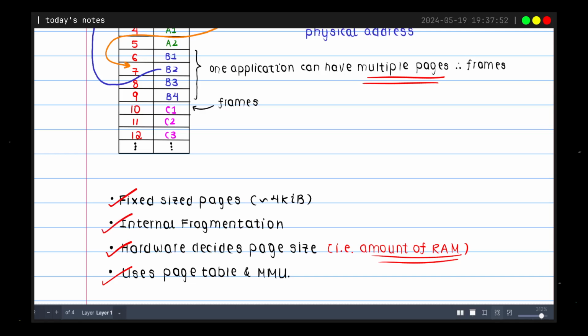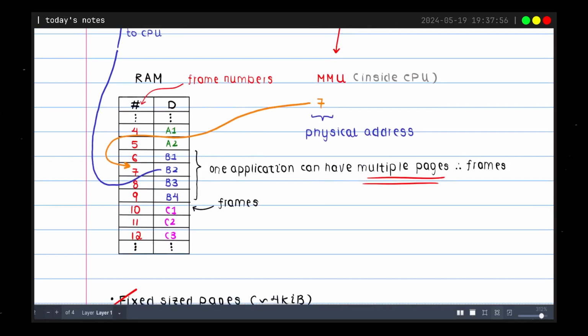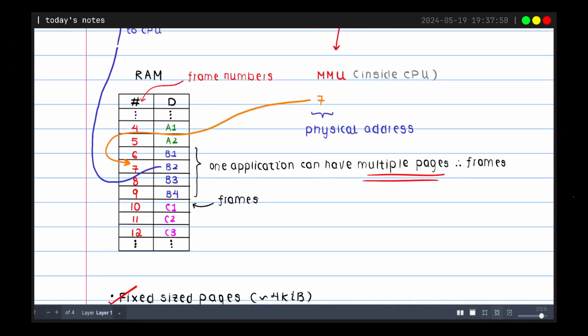What is internal fragmentation? This is a sort of problem that paging suffers from. For example, let's imagine that application B had 5 frames that it had to be loaded into the RAM, and you only had space for 4 frames. And let's imagine hypothetically that location number 12 was empty. So you need 5 frames for process B. You can fit 4 here and you can fit the 5th one here, B5.